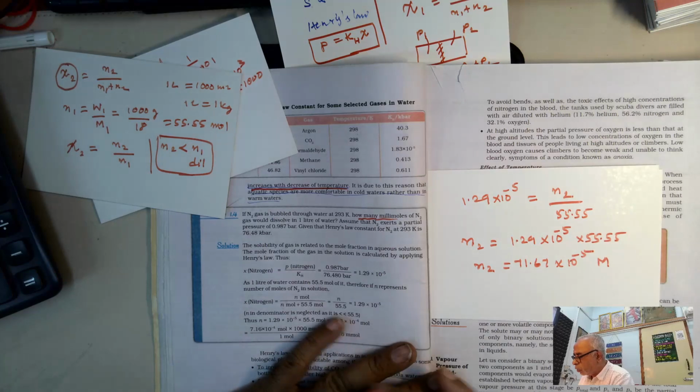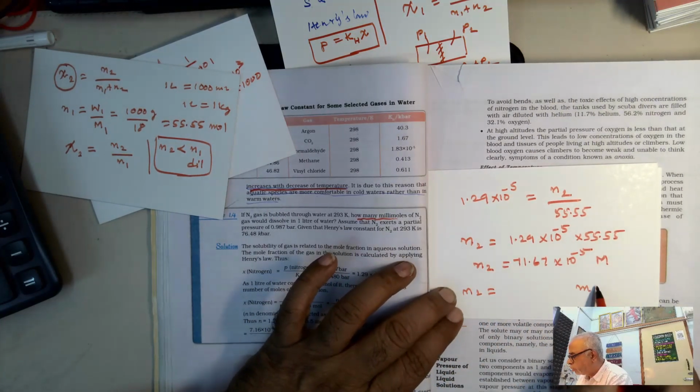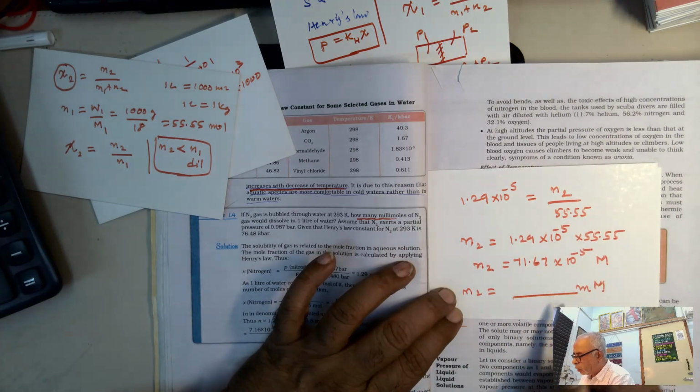So what you're supposed to do? N2 is equal to, now I want to call it as millimole. So milli means 10 power minus 3. So that should be divided by 10 power minus 3, which means 10 power plus 3, right? Yes, sir. Okay, so into 10 power plus 3.